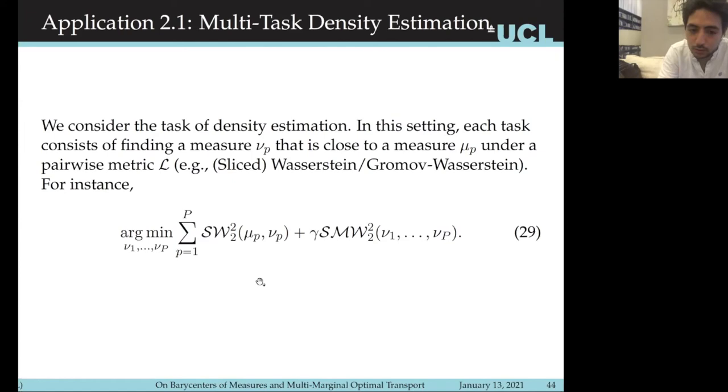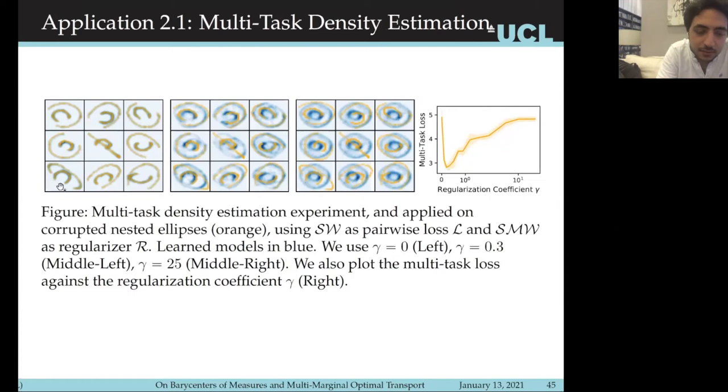So let's go into a concrete example. Here we have multiple density estimation tasks. We have multiple measures, which are nested ellipses, and these are all corrupted. In orange is the new p, the measure, and in blue are the models that we learn. Here we don't have any regularization, and so what we see is that the models just recover the corrupted data. The models are then also corrupted. You can see that there are holes too.